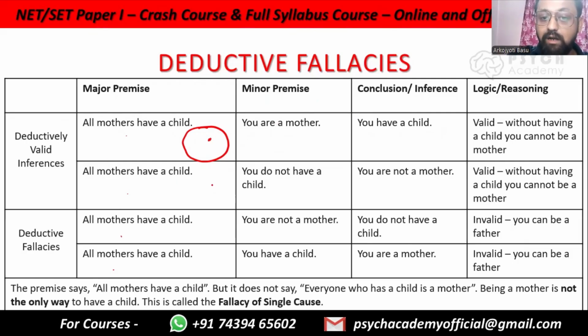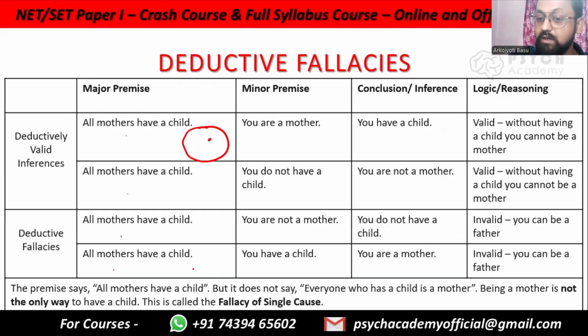All mothers have a child. You do not have a child, hence you are not a mother. This is also correct, because if all mothers have a child, without a child, how can you get into this criteria? You are not a mother. But all mothers have a child. You are not a mother, as you do not have a child. This is invalid. You can easily be a father. You can have a child while not being a mother.